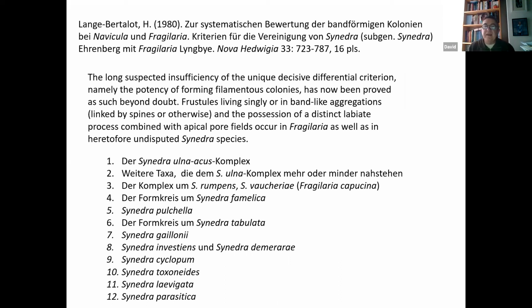Frustules live singly or in band-like aggregations, linked by spines or otherwise. And the possession of a distinct labiate process combined with apicopore fields occurs in Fragilaria as well as species of Cyanidra. Yes, absolutely, he's correct. Everyone knows he's correct. What he's done there is put it into the same genus. He'd be correct if he'd put it into a taxon of higher rank. It's obvious from the text of that 1980 paper that he knows they are different. He knows that Cyanidra ulna, Cyanidra pulchella, tabulata, all those different kinds of Cyanidras are different from one another, but he puts them all together.